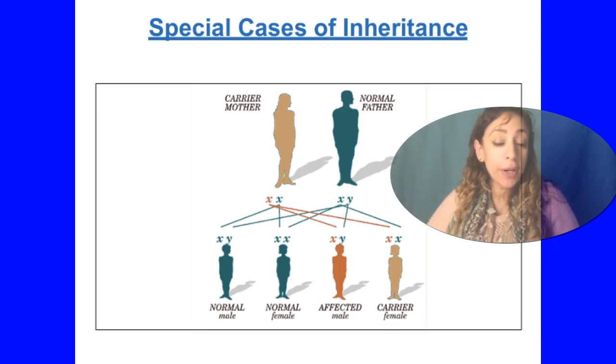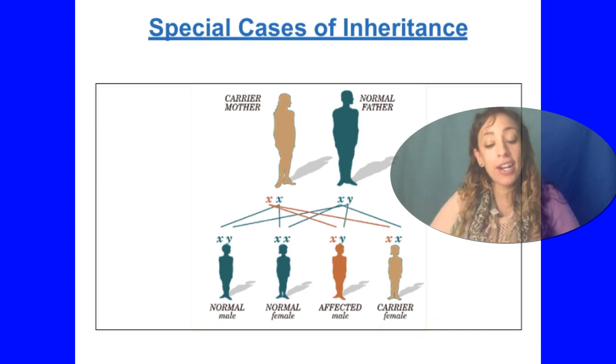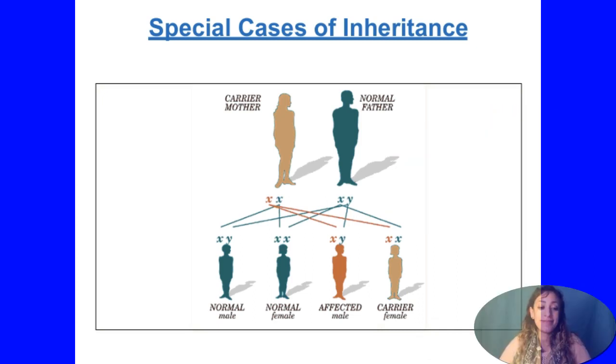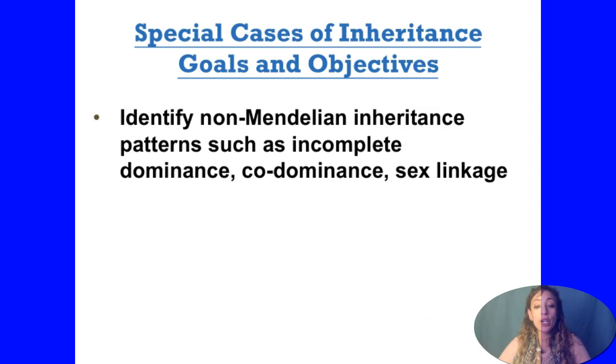This is the second part talking about Mendel's experiments. In this part, we're going to continue on with dihybrid crosses and special cases of inheritance. So let's first start talking about special cases of inheritance and the goals and objectives we're going to achieve at the end of this lecture.